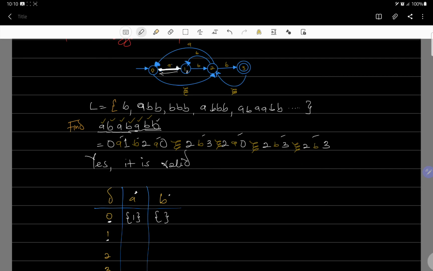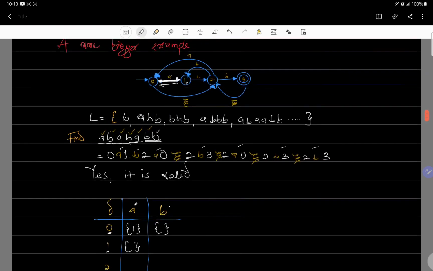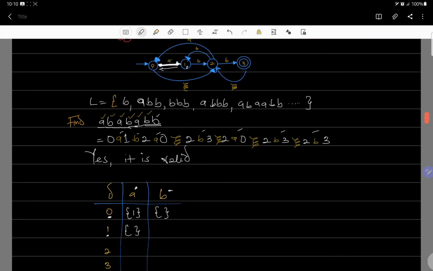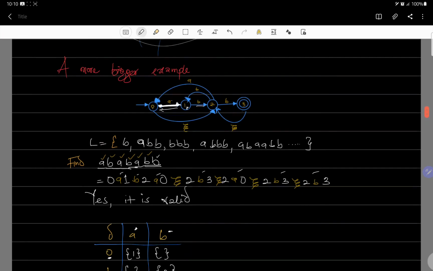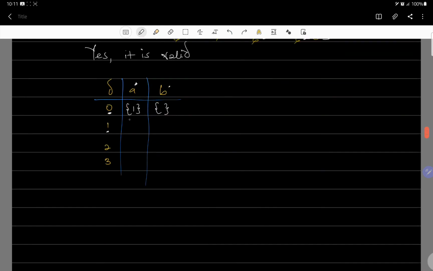So from 1, a doesn't go anywhere, so you just say it's empty. 1 through a doesn't go anywhere, there is no a connected. If you are going from 1 and you want to pass b, it leads us to 2.